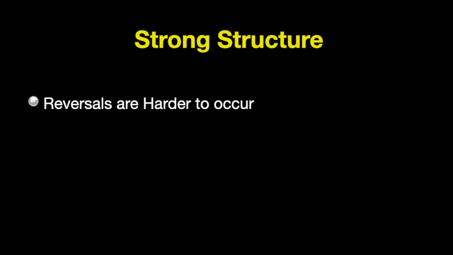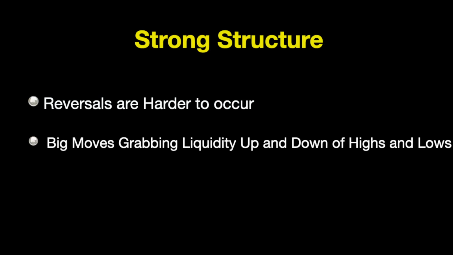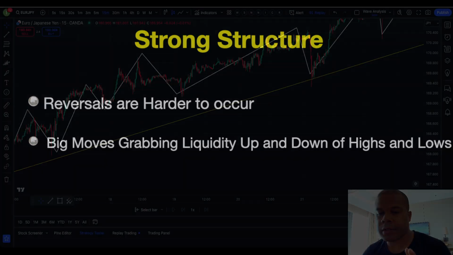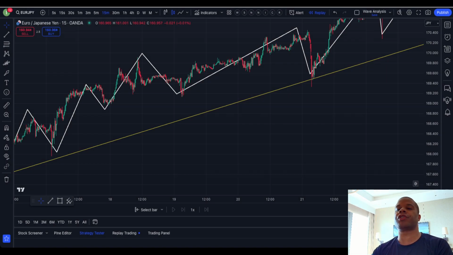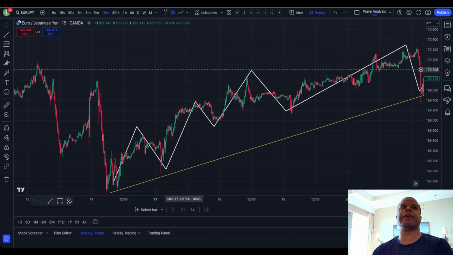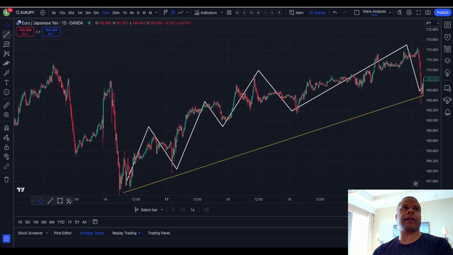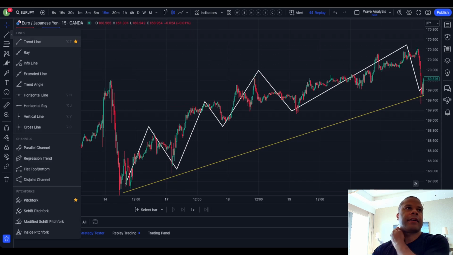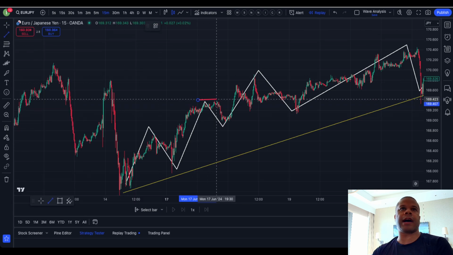strong structure, normally reversals are harder to occur, and you'll see big moves grabbing liquidity up and down the highs and the lows. So meaning this, if I came in on a small time frame, we were just on an hour, we're going to look at a 15 minute. If I came on a 15 minute, for example, and we talked about those equal highs, right? For example, let's take this right here, equal highs, equal lows.